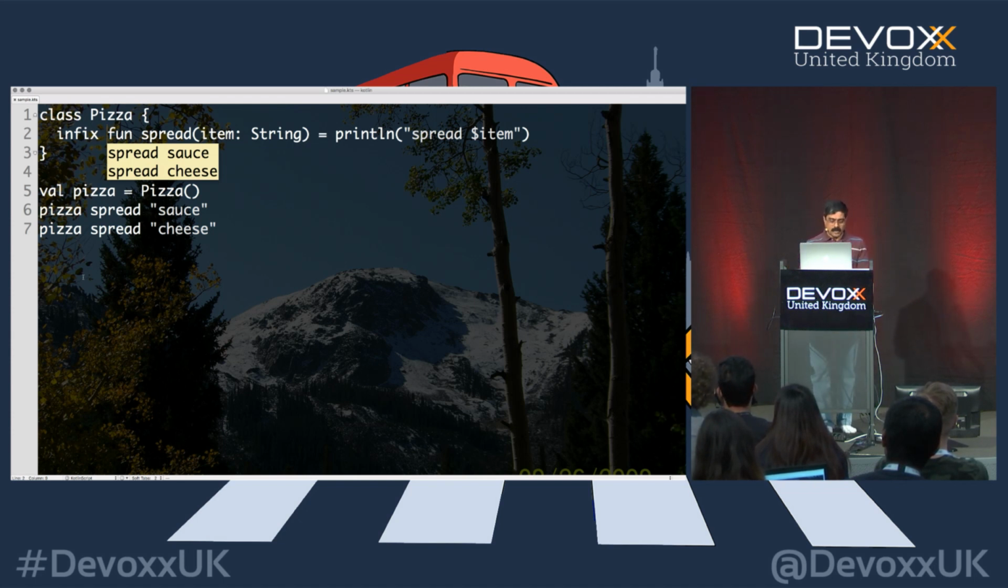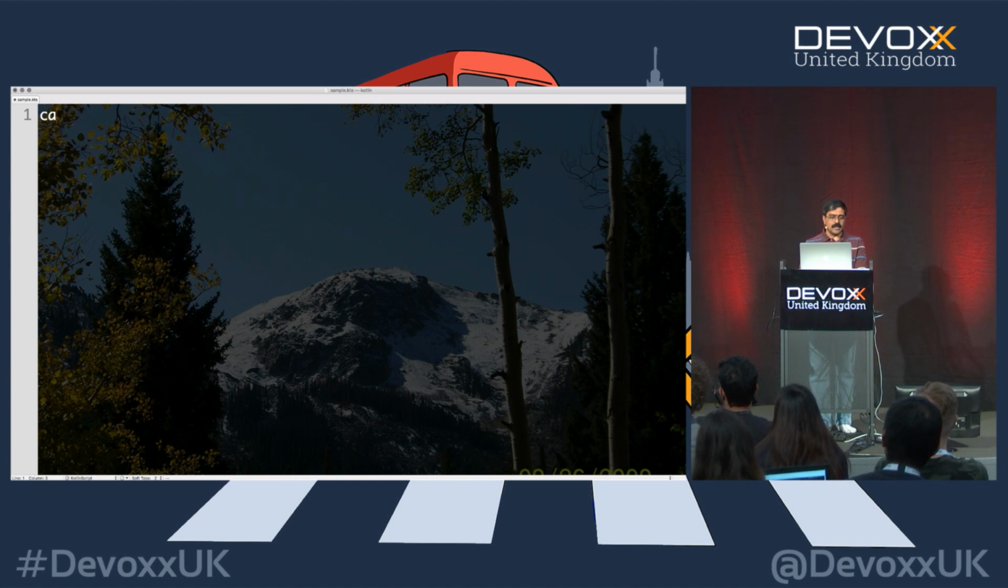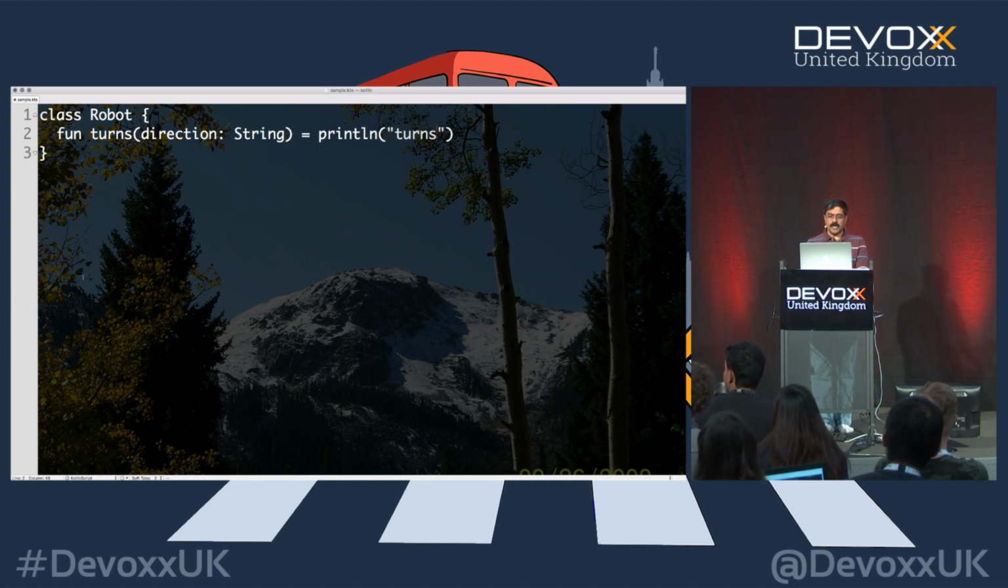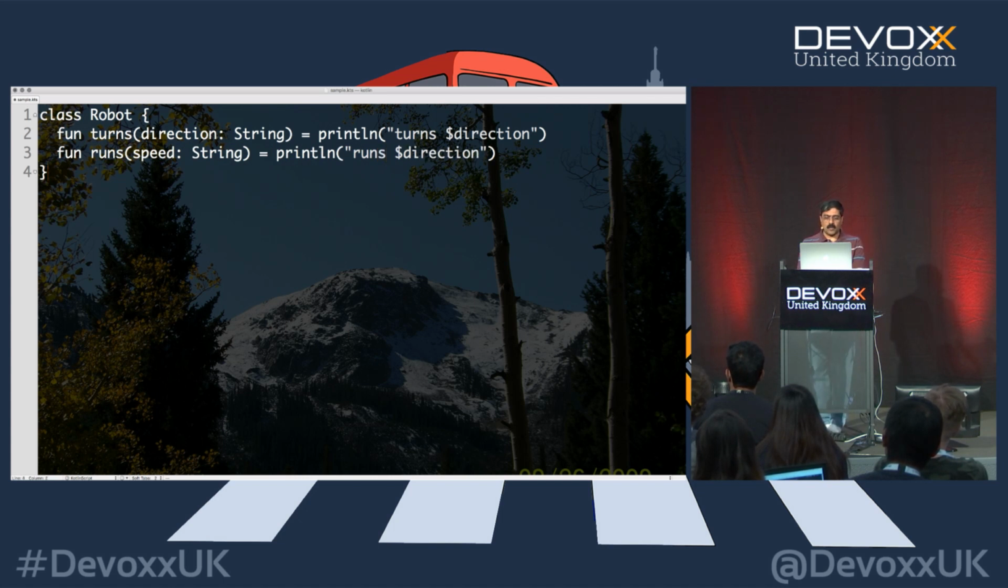So what I'm going to do here is create a class called, let's say, Robot. My class Robot is going to have a function, let's say fun over here. We'll call it turns, and direction is a string. And all I'm going to do is print out turns, let's say the direction that we want to display. Similarly, we'll write one more. This is going to be called runs, and this is going to be speed. And this is going to simply say runs fast or whatever I want.